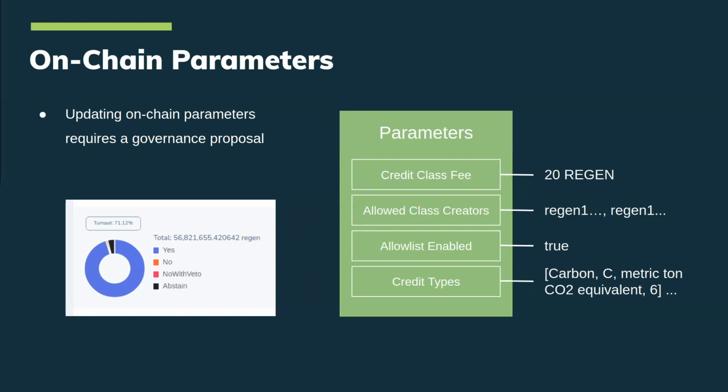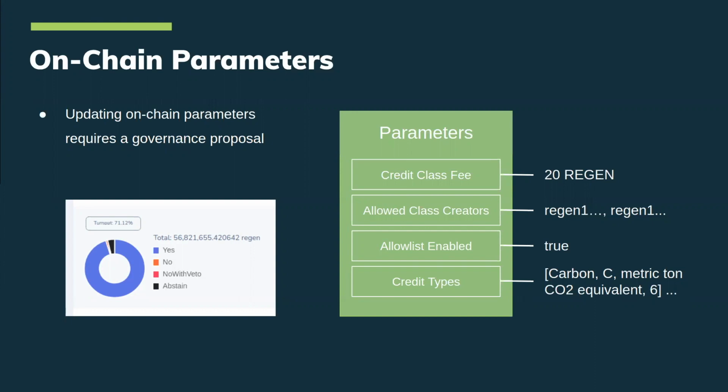The 4 parameters within the ecocredit module include the credit class fee. This is the fee that's charged when a credit class is created. The allowed class creators. So we're going to talk about this on, I believe, the next slide. The allowed class creators is a list of addresses that are able to create credit classes. And this can be either enabled or disabled on a network. So that brings us to the next parameter, which is Allowlist enabled. This is going to be set to true initially once Regen Mainnet has been updated to Regen Ledger 2.0.